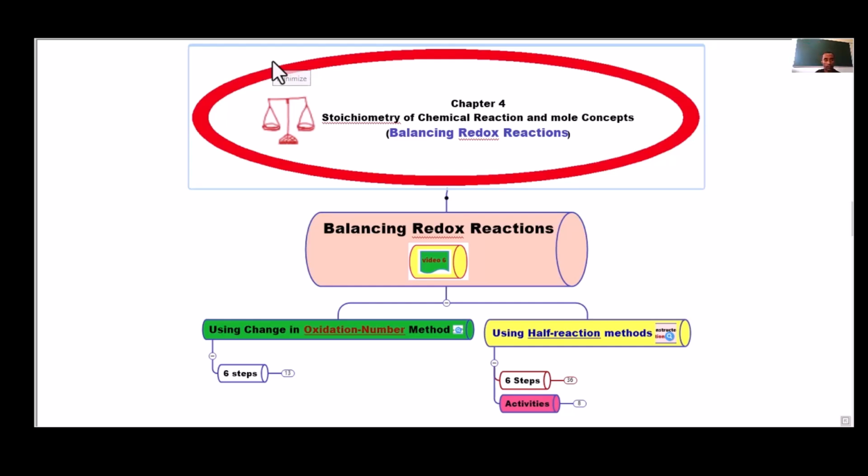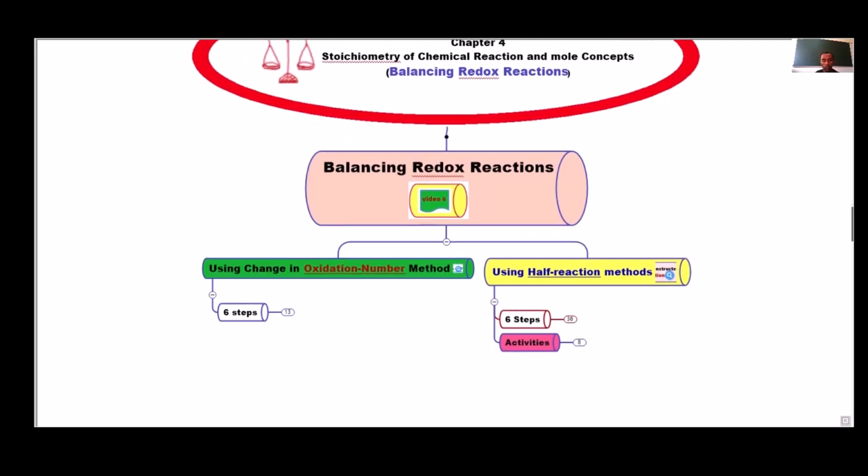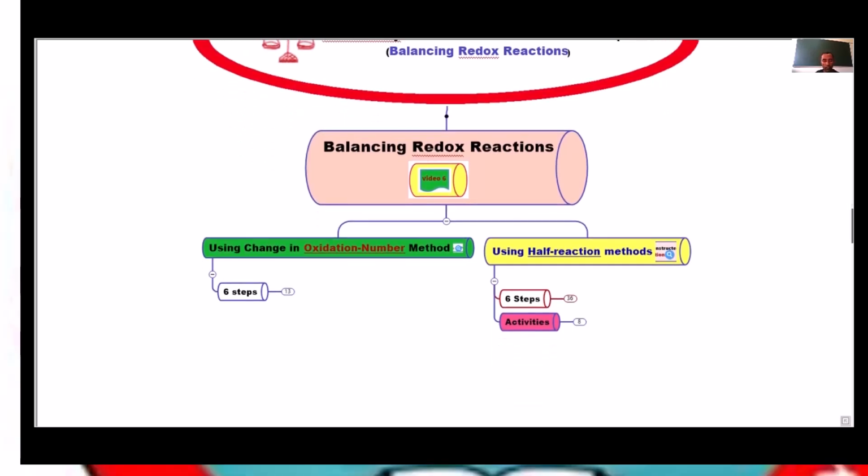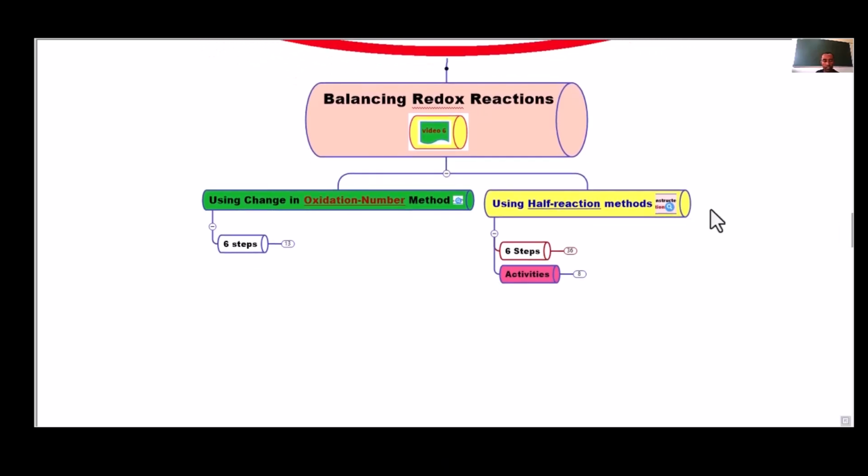Hello students, in the previous video you have learned how to balance non-redox reactions by using two different methods. Today I am going to explain how to balance redox reactions by using two different methods. The first one is using change in oxidation number and the second one is using the half reaction method.